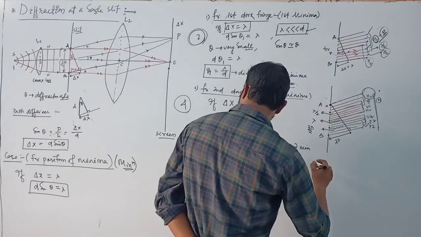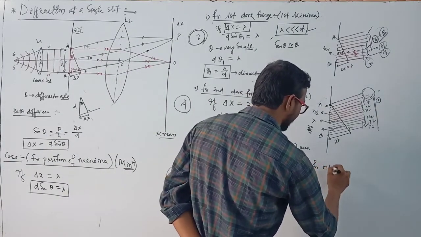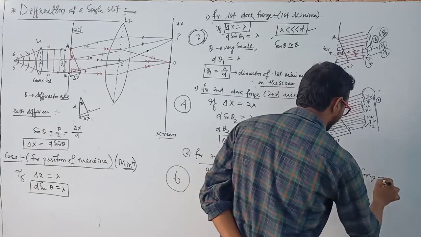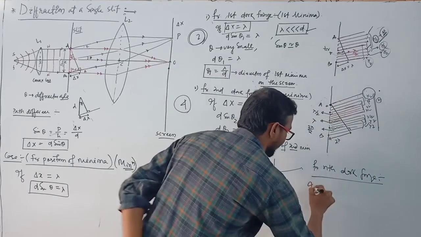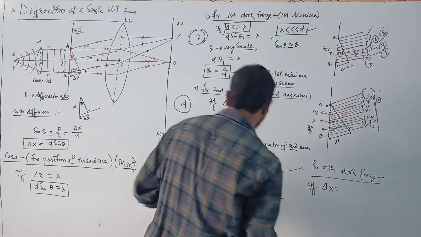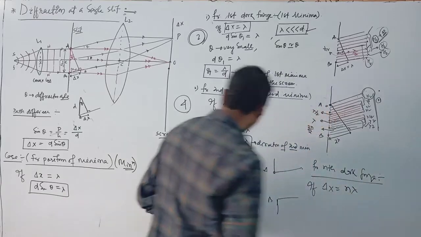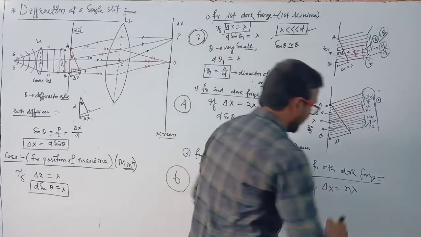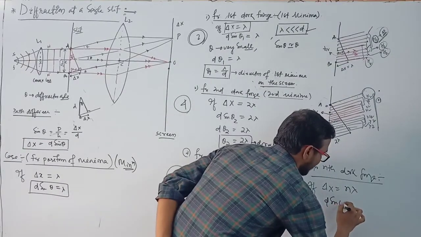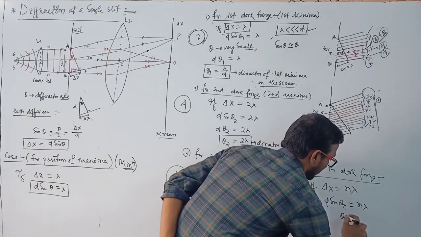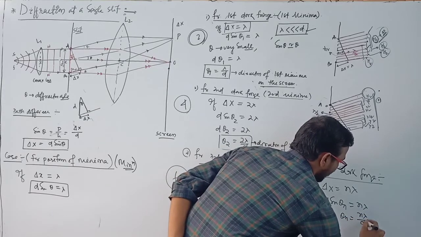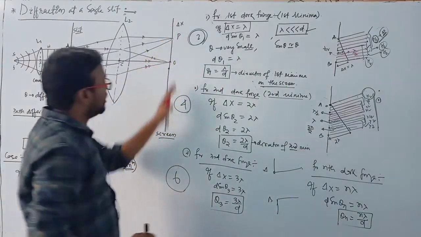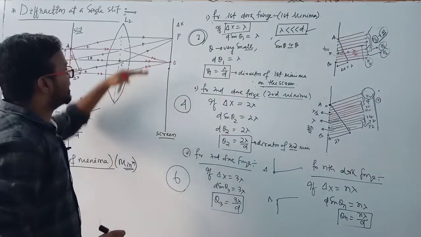Similarly, for the nth dark fringe, we can write: if delta x equals 3 lambda for the third, 2 lambda for the second, lambda for the first, so n means n lambda. Here we can write d sin theta n equal to n lambda, or theta n equal to n lambda by d. This is the direction of the nth dark fringe on the screen from the principal axis.